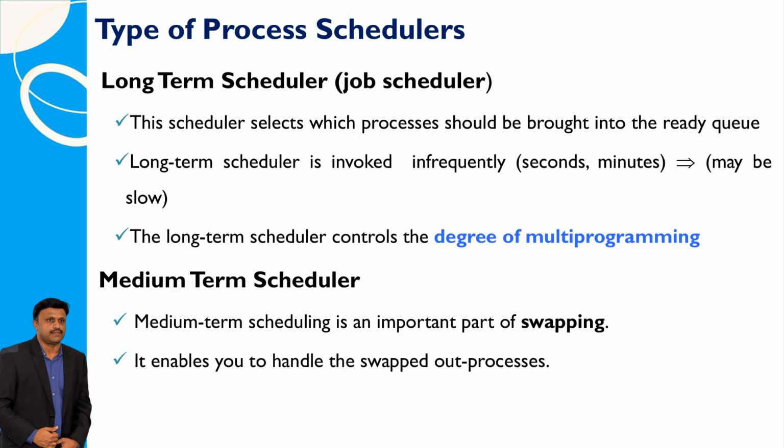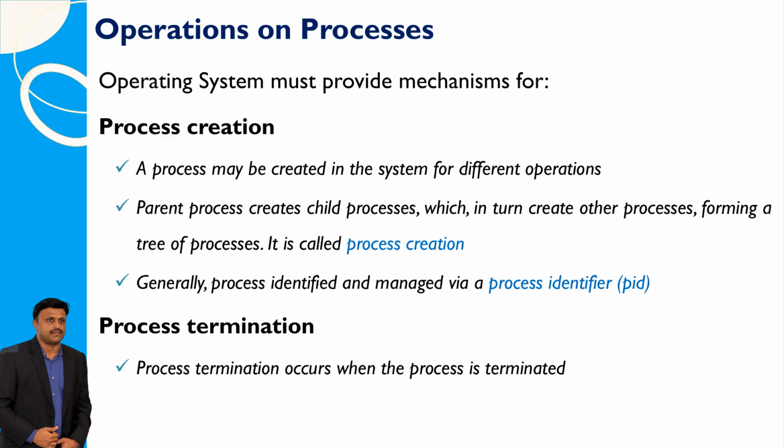Long-term scheduler, also known as the job scheduler, determines which processes should enter the ready queue, influencing the degree of multi-programming. It operates intermittently, potentially taking seconds or minutes due to its infrequent invocation. Medium-term scheduler plays a crucial role in swapping, facilitating the management of swapped-out processes. Operating system requires mechanisms for managing processes, including creation and termination.